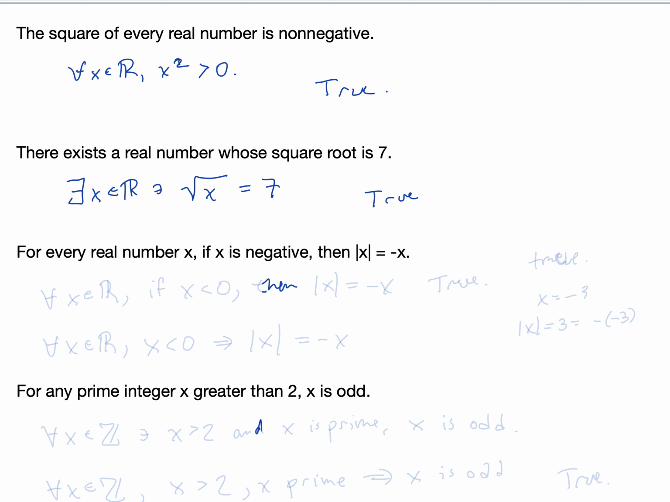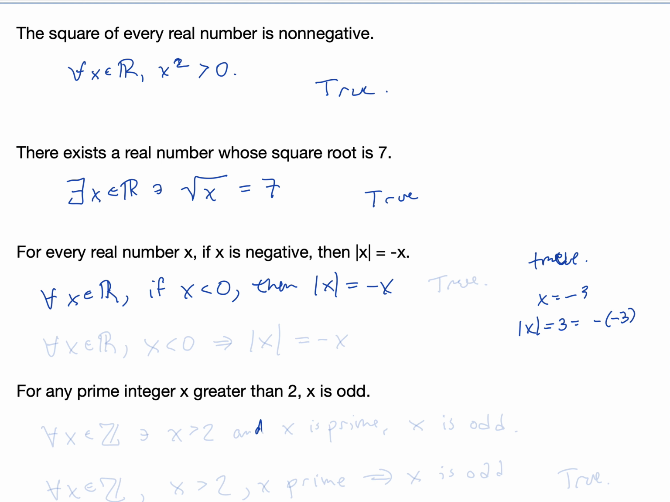For every real number x, if x is negative, then the absolute value of x is equal to negative x. For any x in the reals, if x is less than 0, then the absolute value of x is equal to negative x. So that is a true statement. For example, an example does not prove it, but just to see why that is true, if we have x equals -3, then the absolute value of x is +3, which is equal to -x. So that is a true statement.